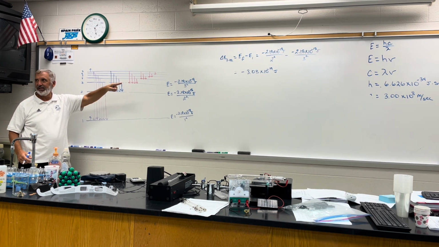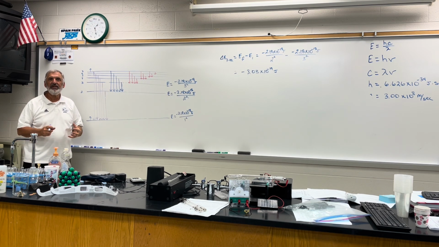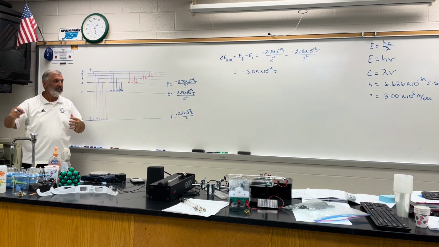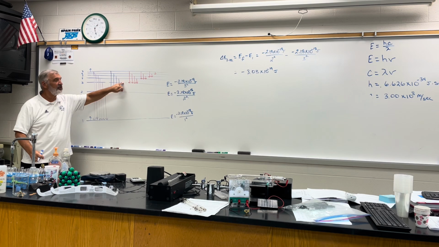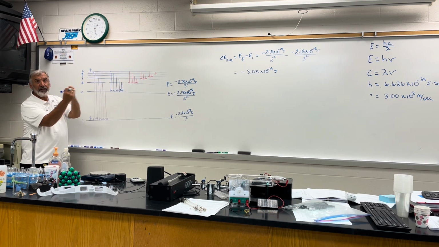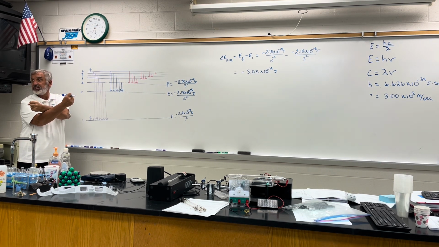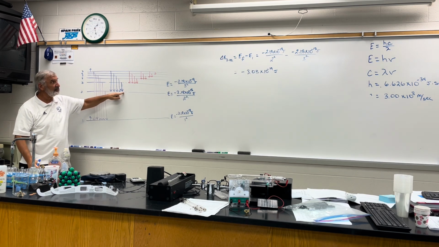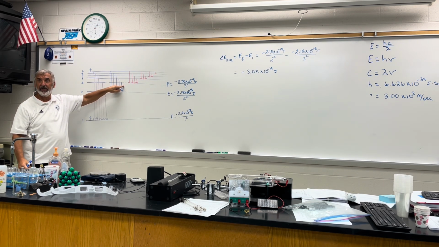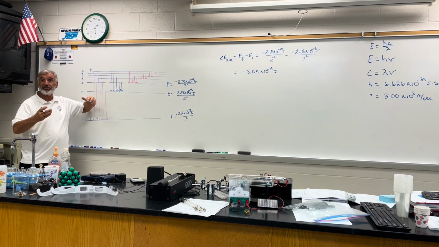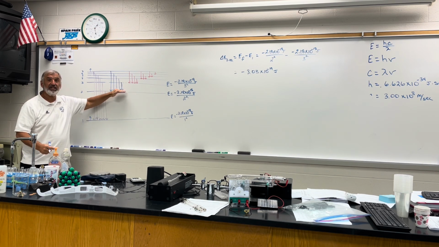Now, what does the negative sign mean? The negative sign simply means that the energy is being released. If we were going from the second up to the third, we're just going to flip everything. We're just going to change the sign. We would put in positive 3.03 times 10 to the minus 19th joules. That's what the electron would absorb to go from the second to the third.